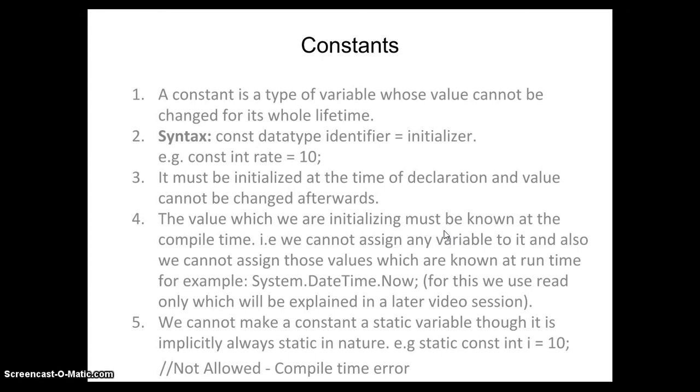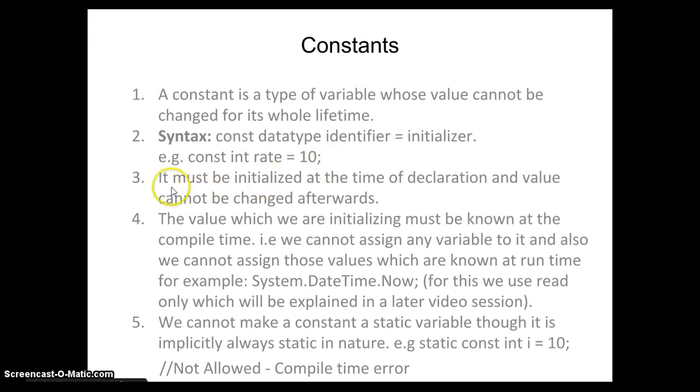I also don't want that, if I have declared and initialized the rate of interest of that bank, it is changed from any part of the code. To achieve that, we need a constant. A constant is a type of variable whose value cannot be changed for its whole lifetime. This is very important. The syntax of a constant is simply as we declare a variable: we give the data type and the variable name and initialize it, but just before that we give a word called const. So: const int rate = 10.